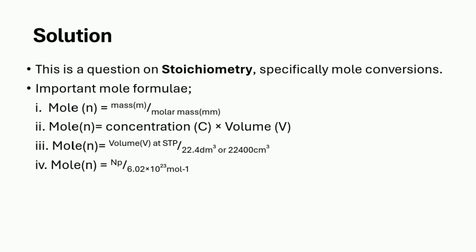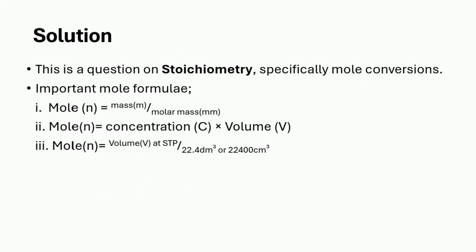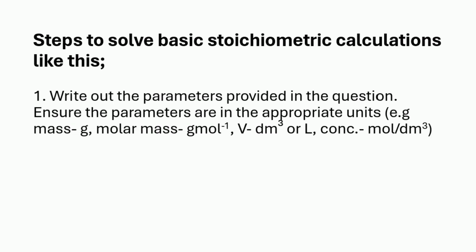This value is what we call the Avogadro's constant, 6.02 times 10 to the 23, and NP means the number of particles. This can be the number of atoms, molecules, or electrons, just the number of particles in that particular substance. You understand me now? So now, how do we solve stoichiometric questions?